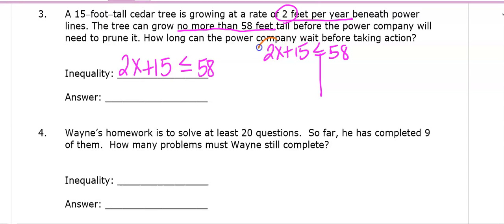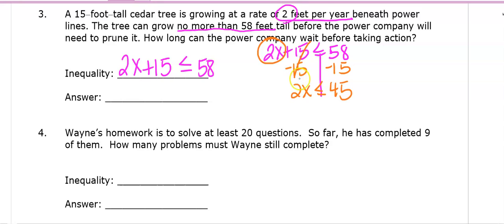So now, if I want to get that 2x by itself, what do I need to get rid of? What's by it? The plus 15. How do I get rid of plus 15? I subtract 15. So I have 2x less than or equal to 58 minus 15, which is 45.